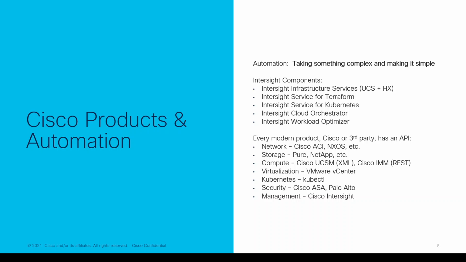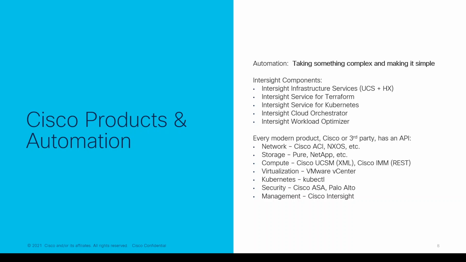And in the context of Cisco products, I've tweaked that definition a little bit here. When we get away from single system automation or multiple system orchestration, more generally, automation can be understood as taking something complex and making it simple. So I want to talk briefly about one Cisco product because it consolidates a lot of automation capabilities under one umbrella, and that product is Cisco Intersight.